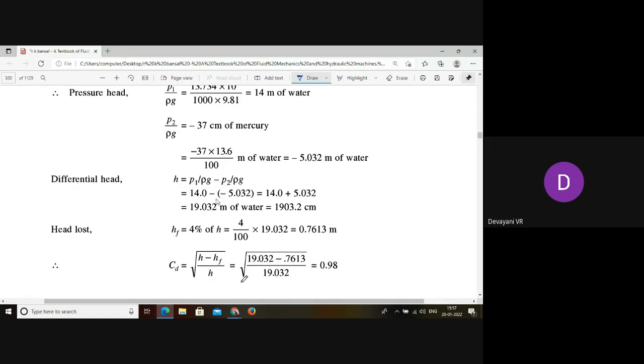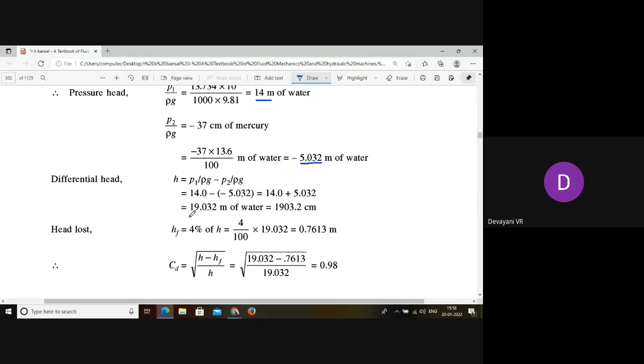We have calculated the pressure head at section 1 as 14 meters, and the pressure head at section 2 in terms of water as minus 5.032. Substituting the values, 14 minus of 5.032, we get the differential head flowing through the pipe as 19.032 meters of water. Converting into centimeters, we multiply with 100, then the value is 1903.2 centimeters.